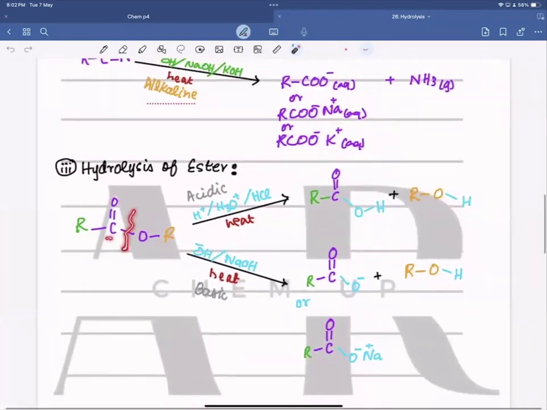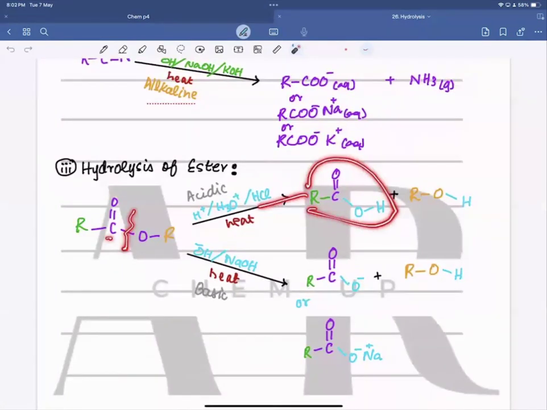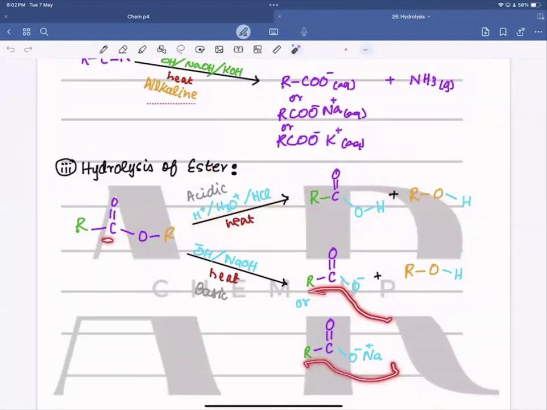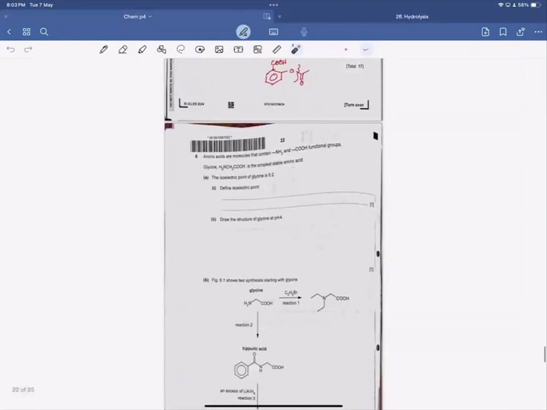This bond is broken. This carbon turns into carboxylic acid over here because it's an acidic hydrolysis. And if you see, this carbon turns into carboxylic acid salt because a basic hydrolysis has occurred. Yes, is it clear to all of you? Okay, I'll share that note after the class.